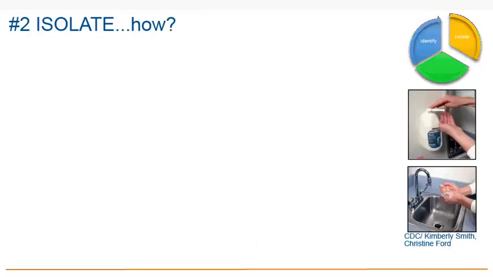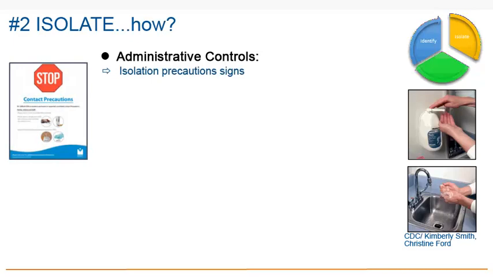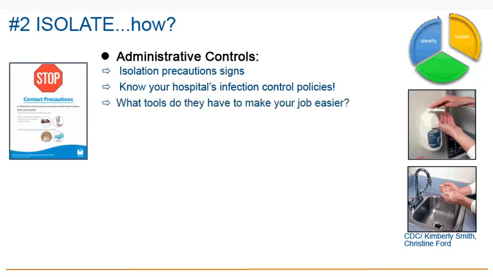Next, we're going to talk about isolation. How do we isolate patients who may be contagious? First are administrative controls. This includes things like isolation precaution signs to tell healthcare workers and staff what precautions they must take before entering the room of the contagious patient. Second are infection control policies. Be sure to know your own hospital's infection control policies and find out what tools your program has to make your job easier.